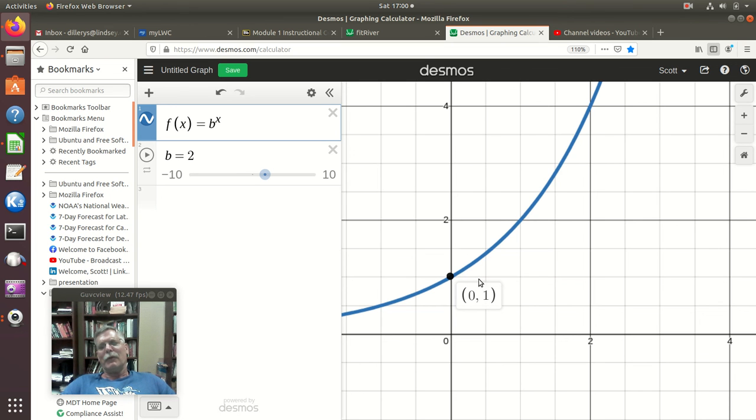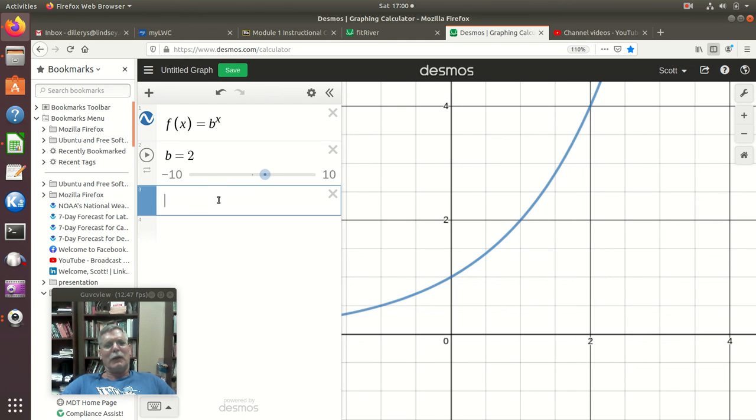If I move 1 to the right, if the slope is 5, it goes up 5. If I move another one to the right, it goes up 5. With exponential functions, what happens is, if I move 1 to the right, it goes up by a factor of b, right?